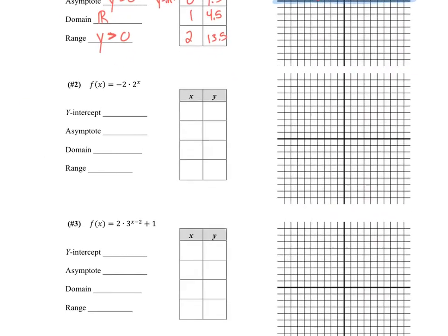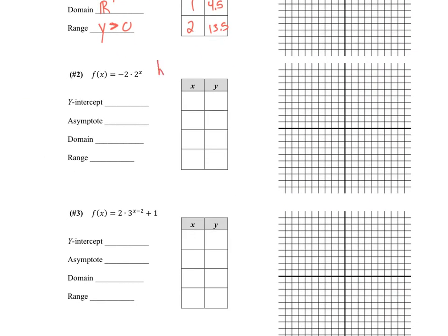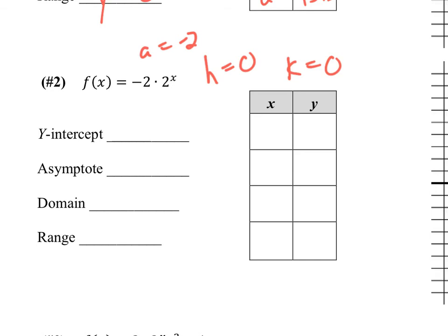Okay, let's try example 2. Let's find out what h and k are. Actually, we should do a, h, and k. So a is -2, h is 0, and k is 0. Again, because if you look at the equation, there's really nothing added. It's really x plus 0 plus 0. So that's where the h and k come from.